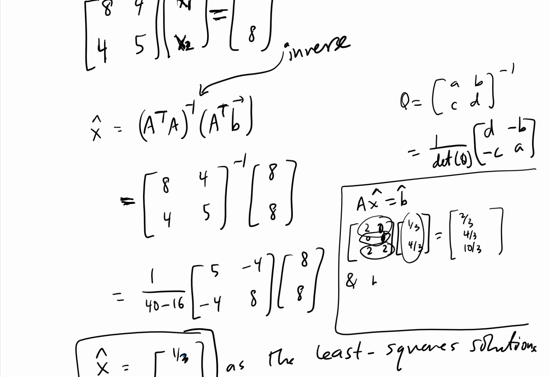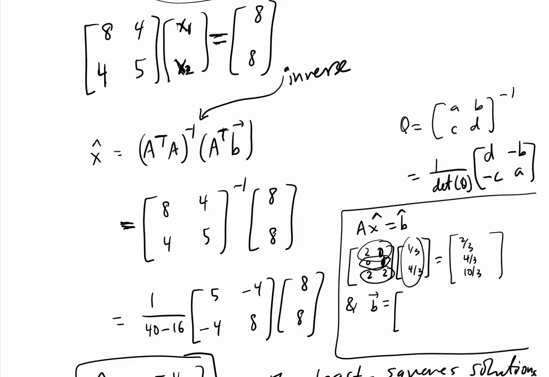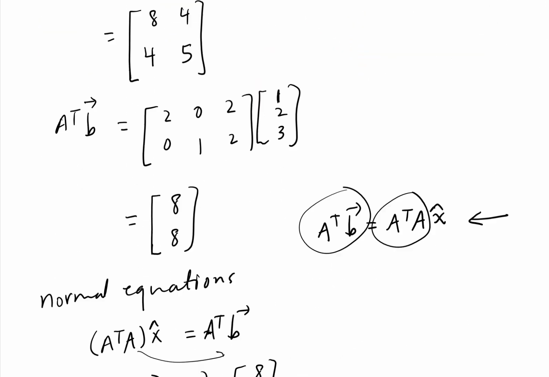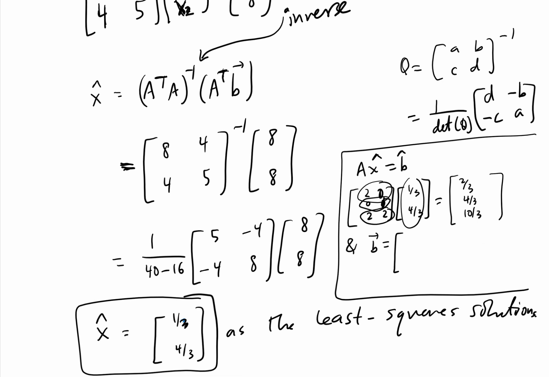And notice, what was b? b was given as 1, 2, 3. So this is b hat. I want you to compare these two together. The 2/3 is close to 1, 4/3 is 1 point something, close to 2, and 10/3 is 3.33 something, which is close to 3, right? So that shows us how close b hat and b are to each other. It's good to know.